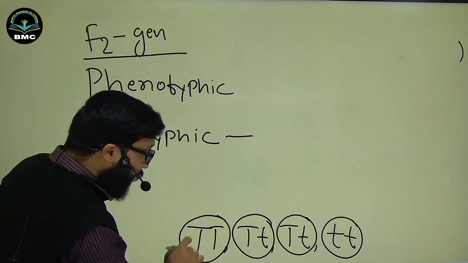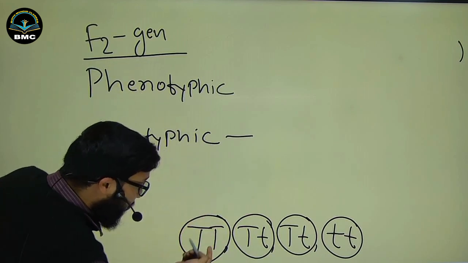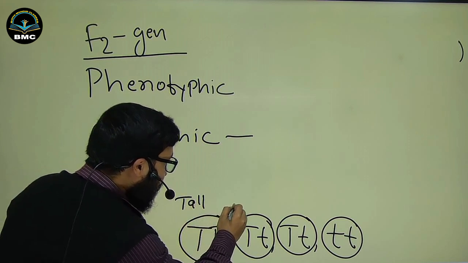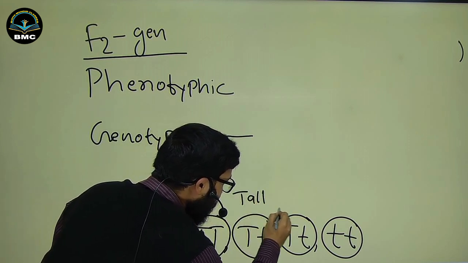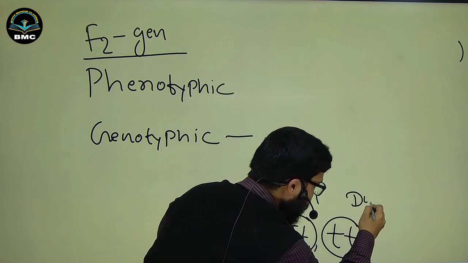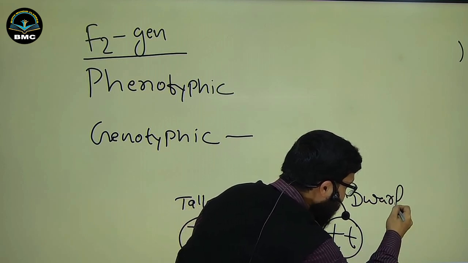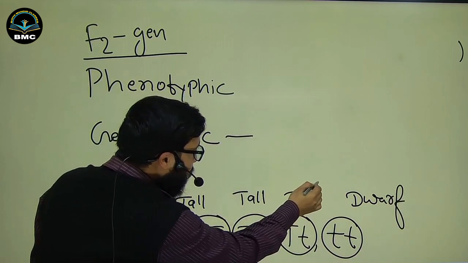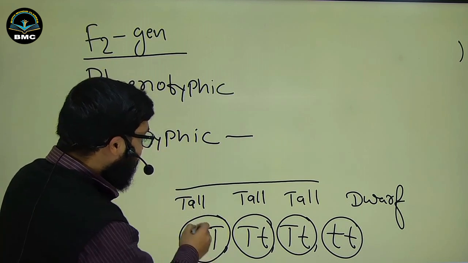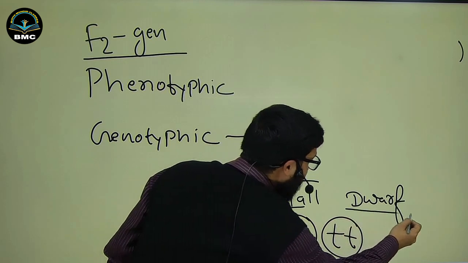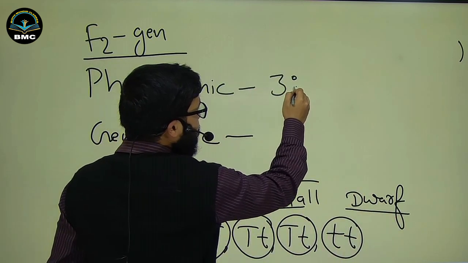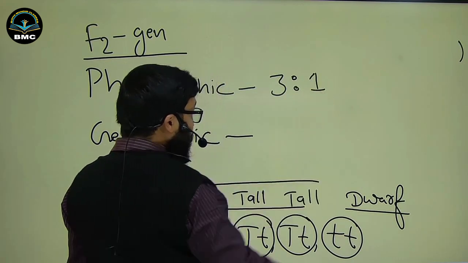Now, phenotypic ratio, what do we have to do? What is the external appearance of this plant? This offspring is tall, this is also tall, this is also tall, and this one is dwarf. When we see externally, all these three offspring are tall and one is dwarf. So, what is the phenotypic ratio? Phenotypic ratio is 3:1.